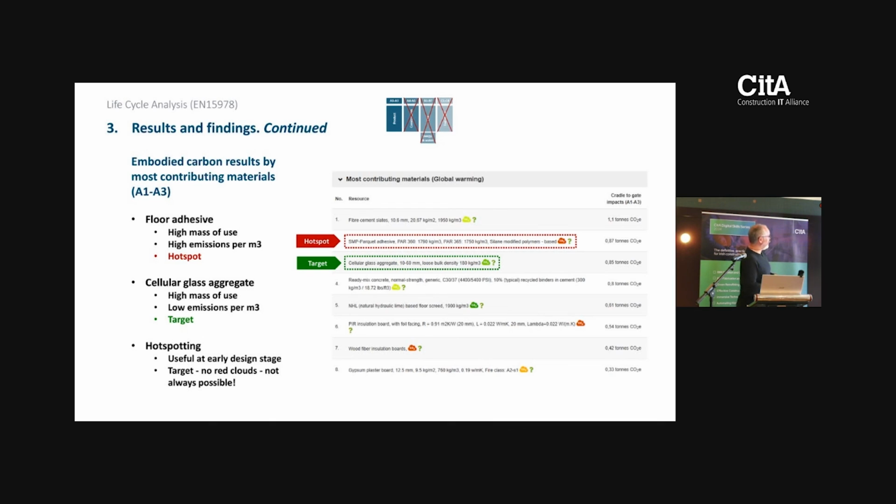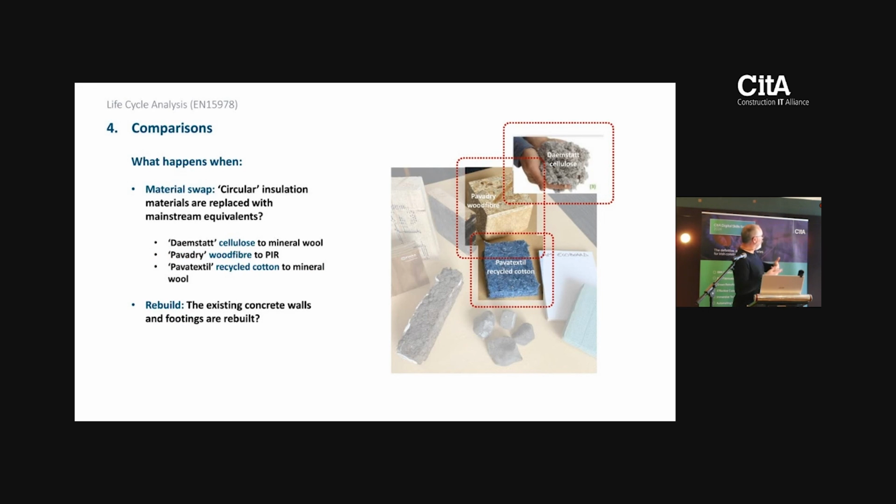But then the cellular glass aggregate I mentioned a moment ago, 500 millimeters of it, there's a large mass, but it's very, very low in terms of carbon. So it's a really, really good place to make a good choice in terms of your specification. But that kind of thinking, when you bring life cycle assessment in at an early stage.